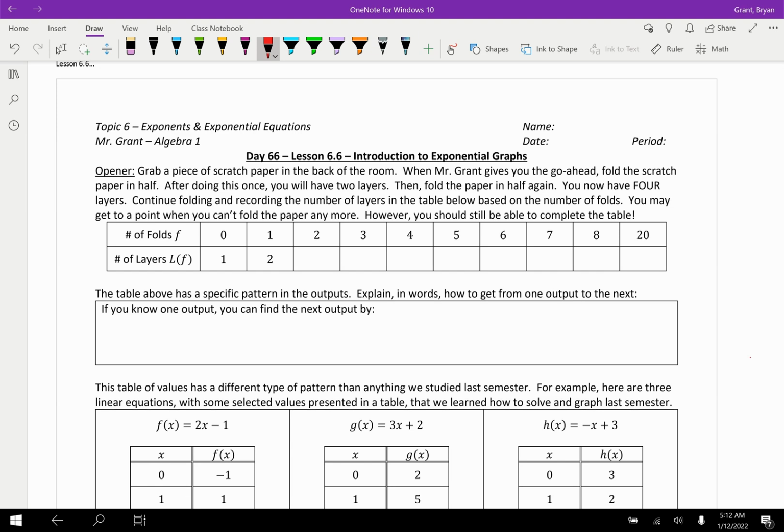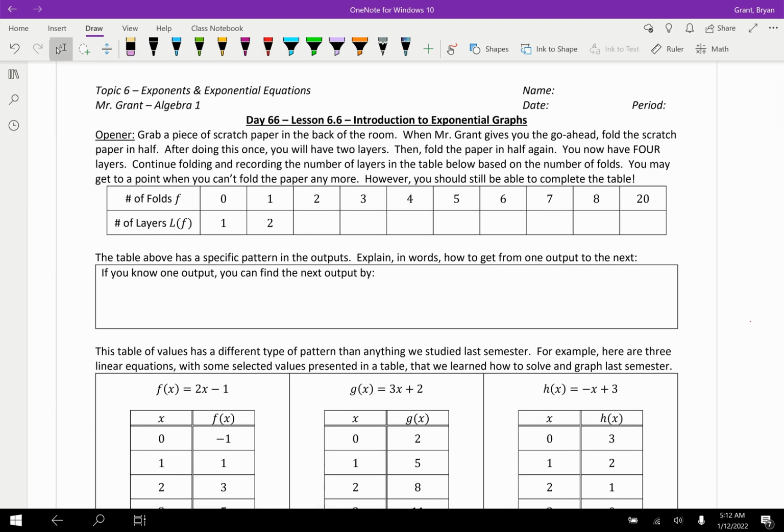Hello, Algebra 1 students, and welcome back to Topic 6, Exponents and Exponential Equations. We spent the first 5 or so lessons reviewing properties of exponents so that we were able to solve exponential equations algebraically. Now we're going to come to the second half of our unit, which is, great, you're able to solve those equations. Now let's see if we can graph equations.